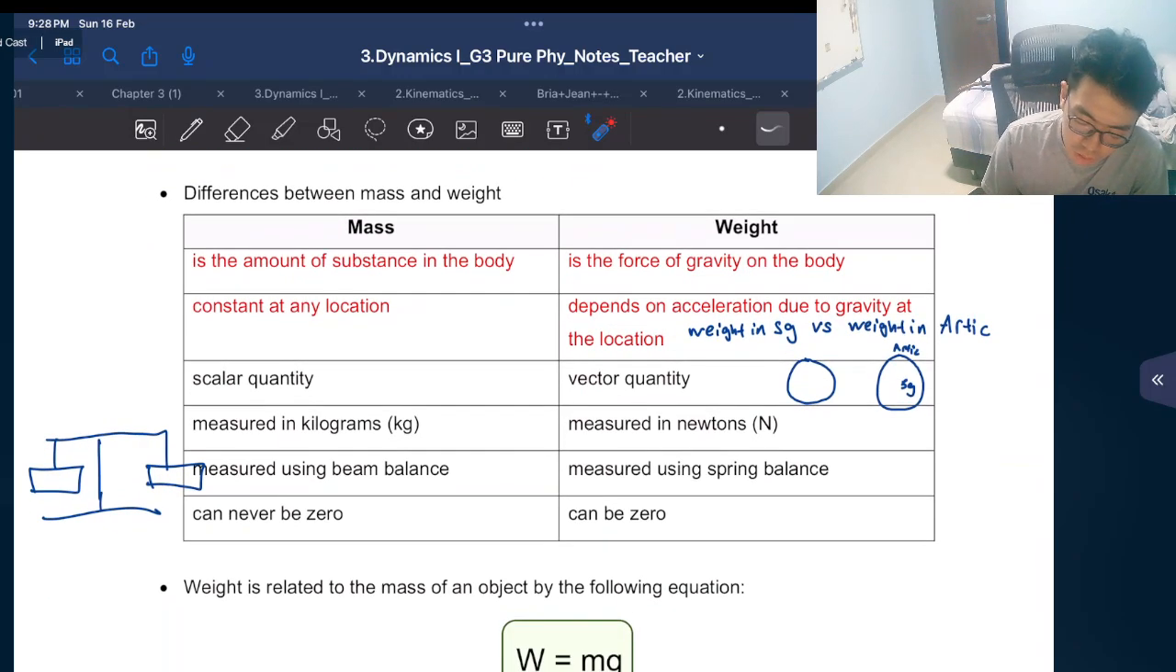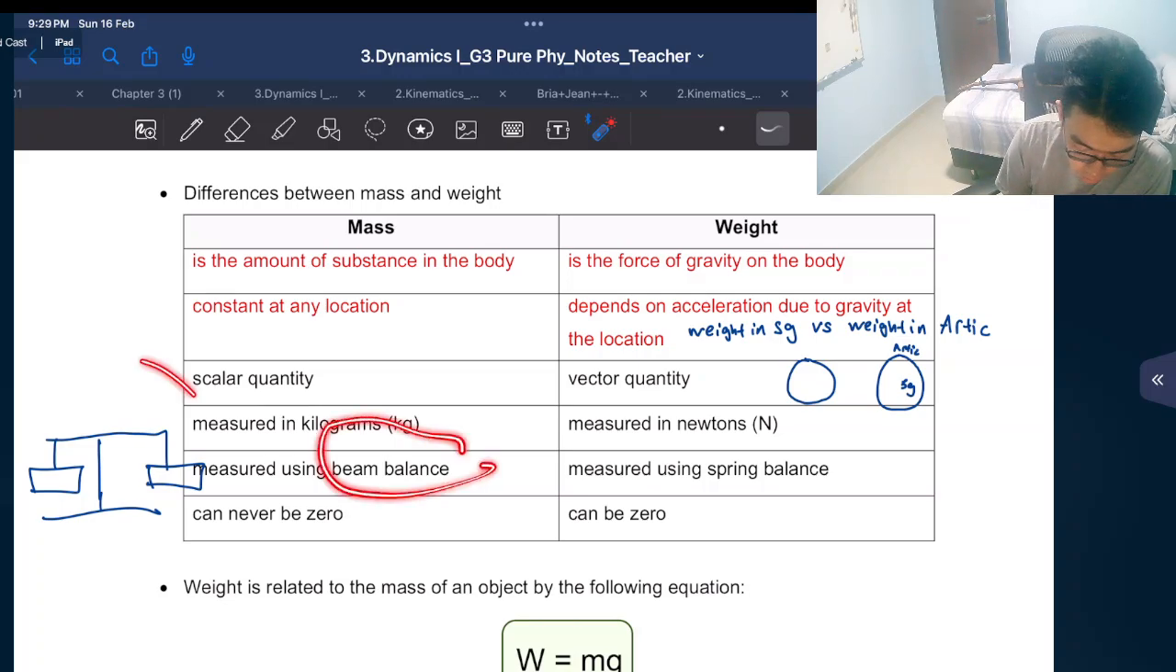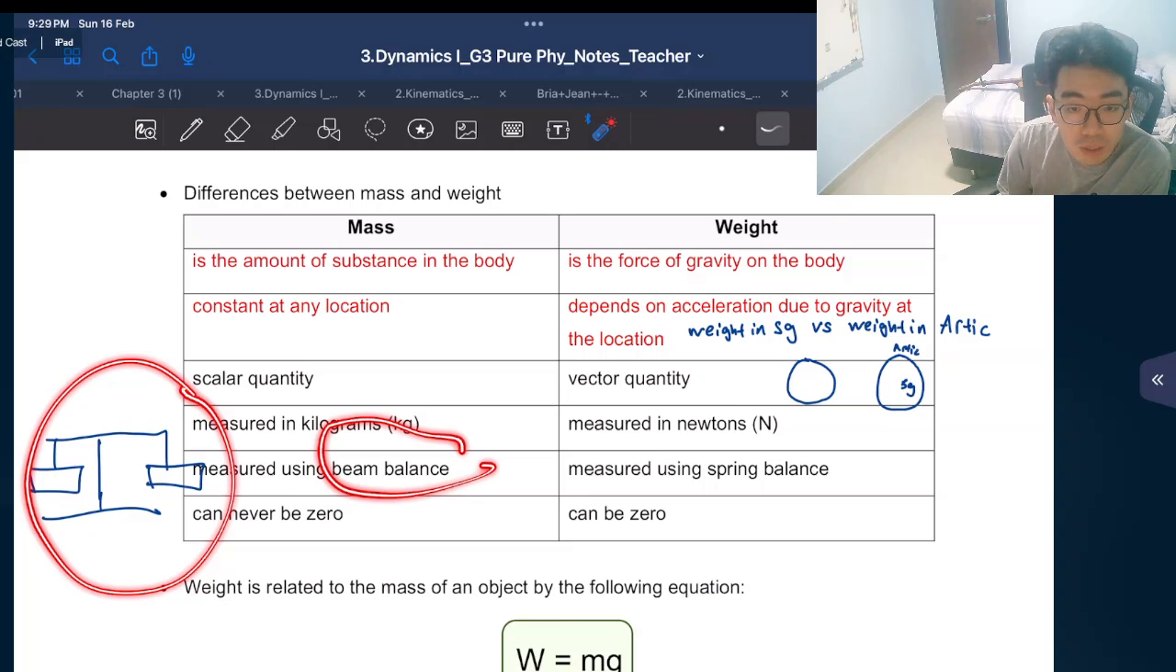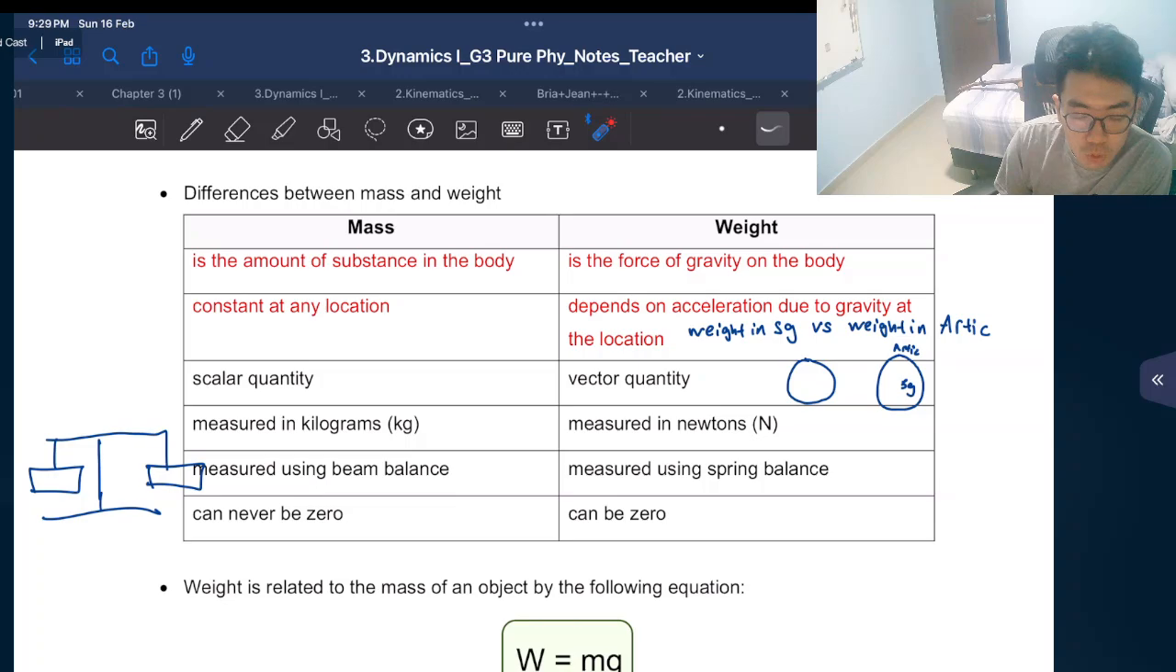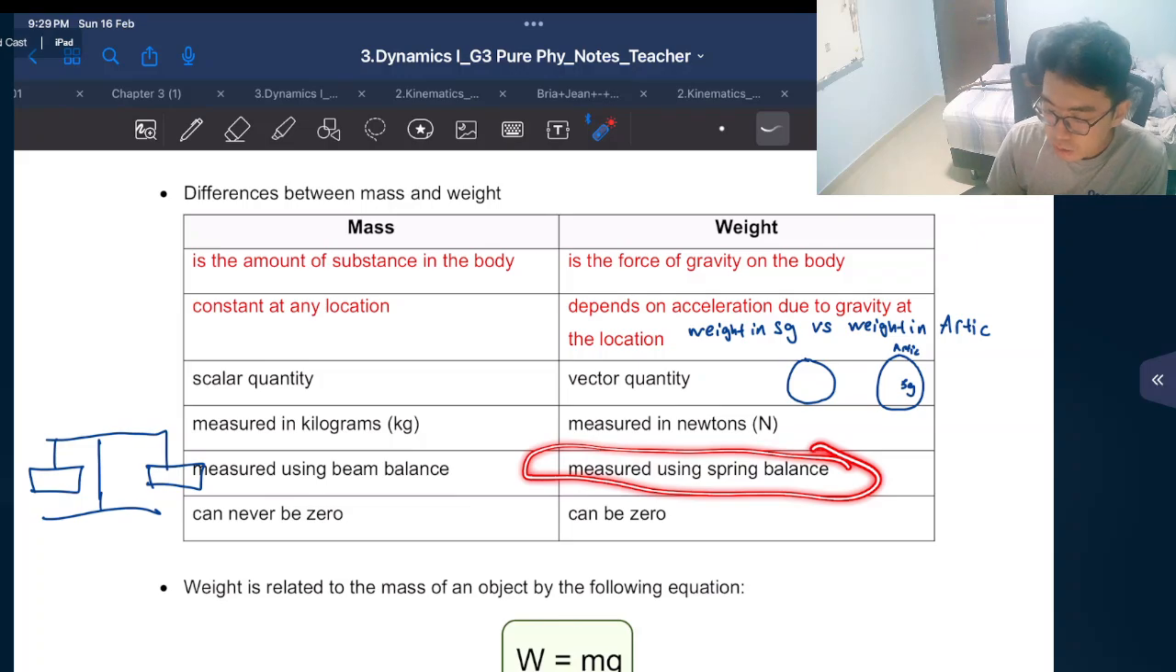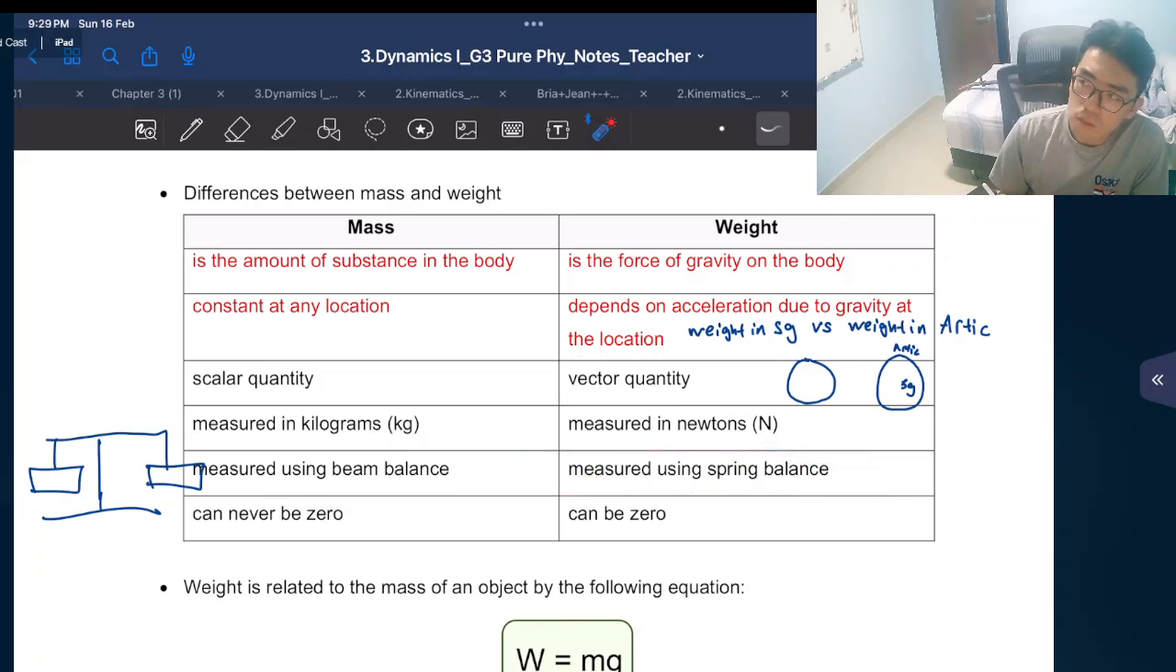Another thing, scalar and vector quantity, and the units. Don't confuse them. This one I see many people make careless mistakes on. So your units: kilogram for mass, newtons for weight, because weight is a kind of force. Beam balance, this is something that you have probably seen before. How do I compare? You have 100 gram here, and then you keep putting your things until it balances out. The spring balance, I think in your HPL they went through it. How does your digital weighing scale work?